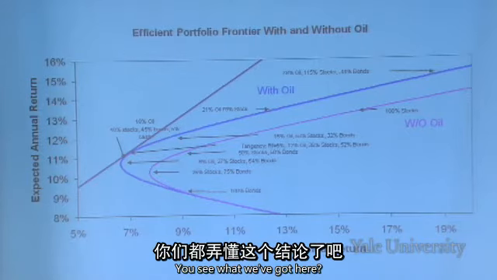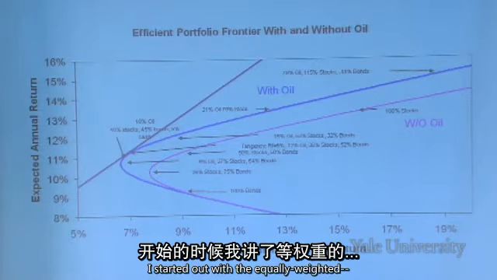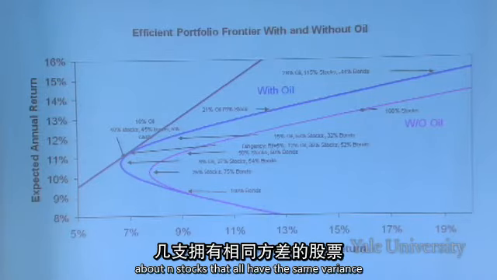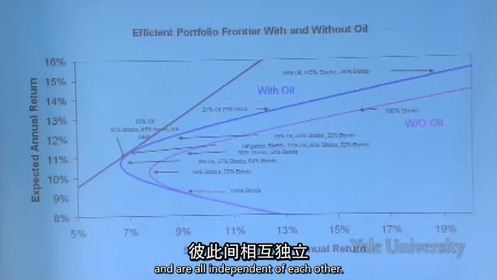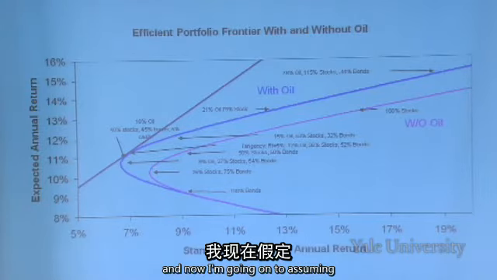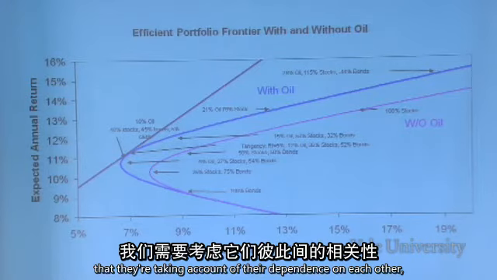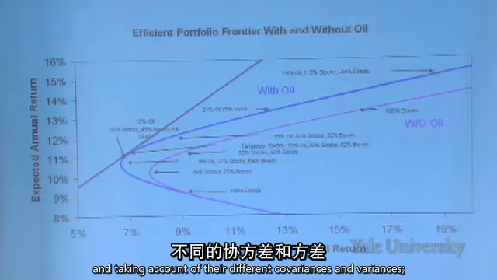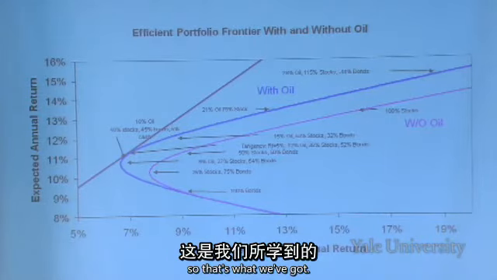Do you see what we've got here? I started out with the equally weighted case. I was talking about N stocks that all have the same variance and are all independent of each other. But I've dropped that assumption, and now I'm going on to taking account of their dependence on each other, their different expected returns, and their different covariances and variances. So that's what we've got.